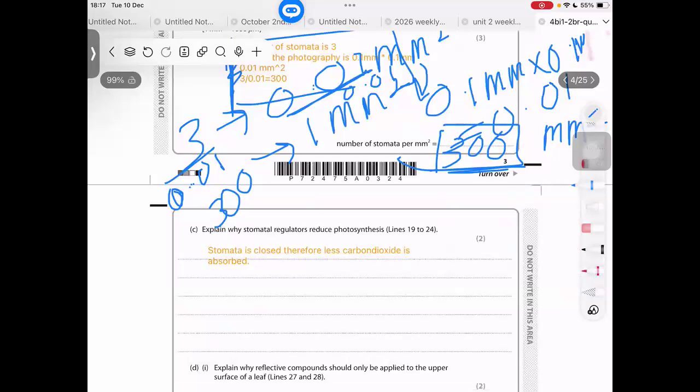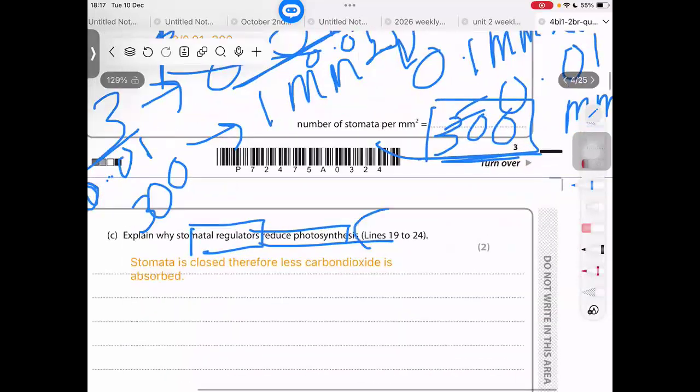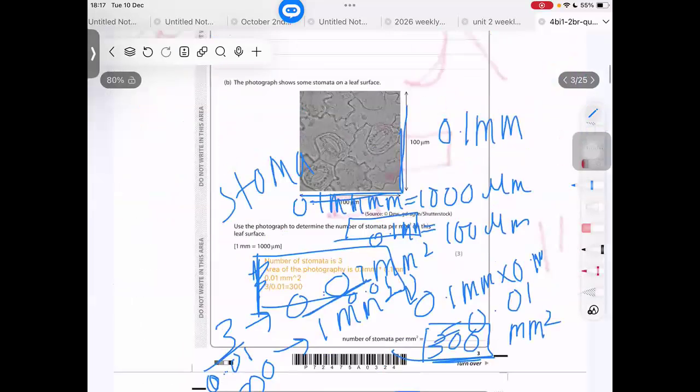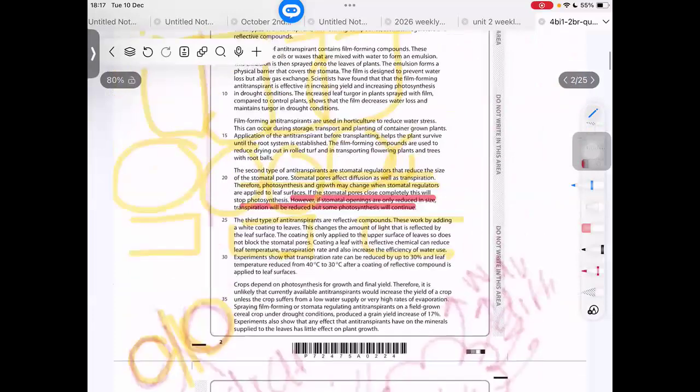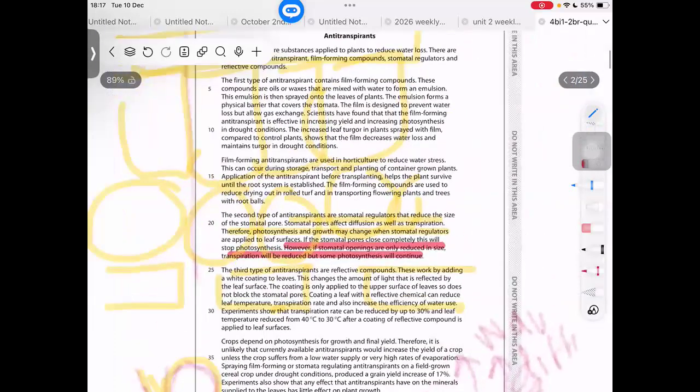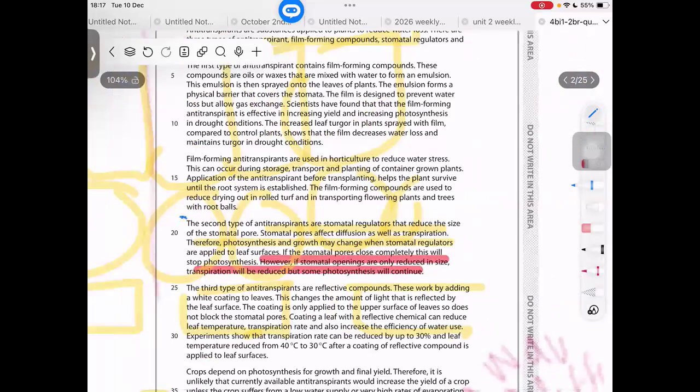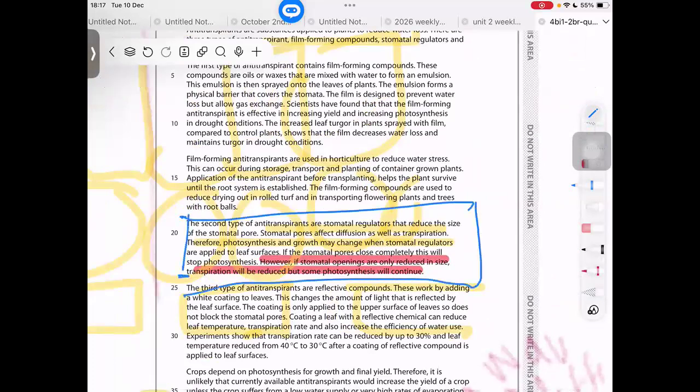Here they have asked, explain why stomata regulators reduce photosynthesis. And look how easy this is. They have given us the lines to read as well, from line number 19 to line number 24. Right, let's just have a look at that. Line number 19 to line number 24, this part. See, I have already highlighted that part.